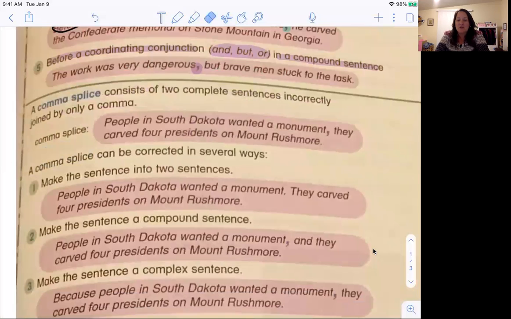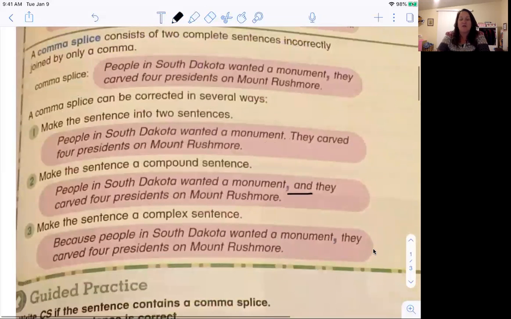People in South Dakota wanted a monument, and they carved 4 presidents on Mount Rushmore. Or you can make it into a complex sentence even. Because people in South Dakota wanted a monument, they carved 4 presidents on Mount Rushmore. Remember, this is a complex sentence because of the subordinating conjunction starting that dependent clause.